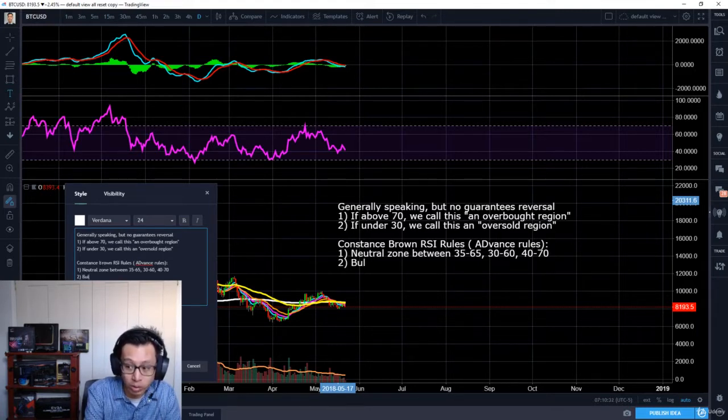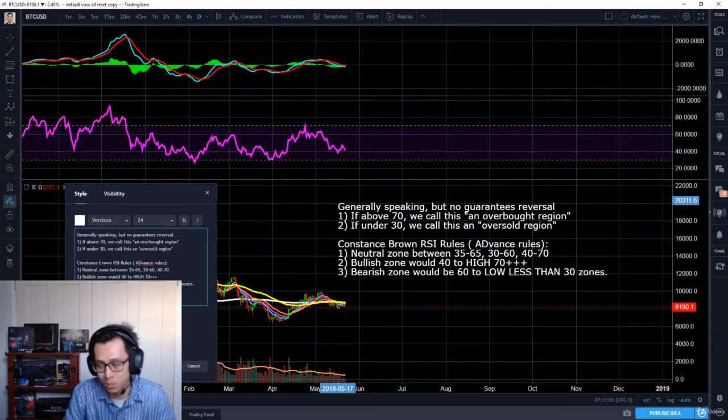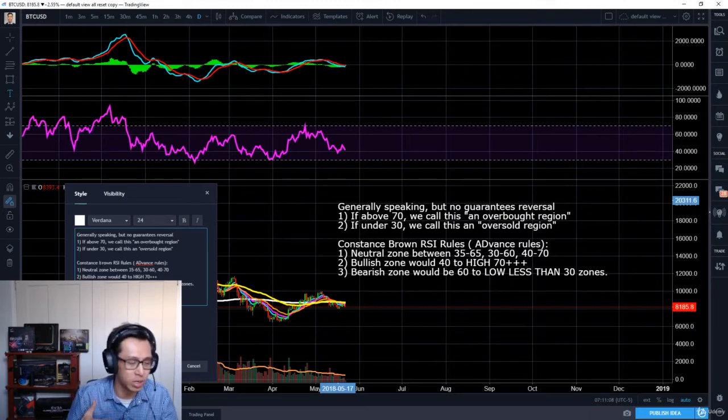Now, a more bullish zone would be 40 to high 70s, like 80s, 90s, right? And a bearish zone would be about 60 to low 30s, like less than 30. Hopefully you guys know your annotations, like I'll just say less than 30. So the bearish zone would be well below the 30 zone, right? So we're talking about 10, 20 zones as well.